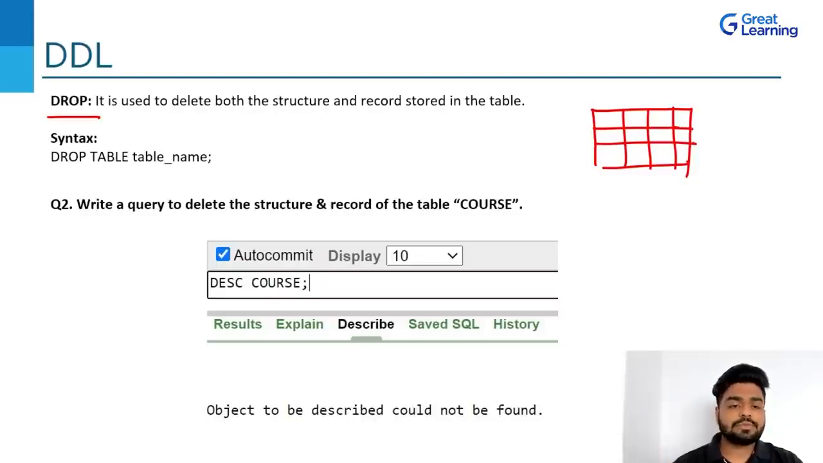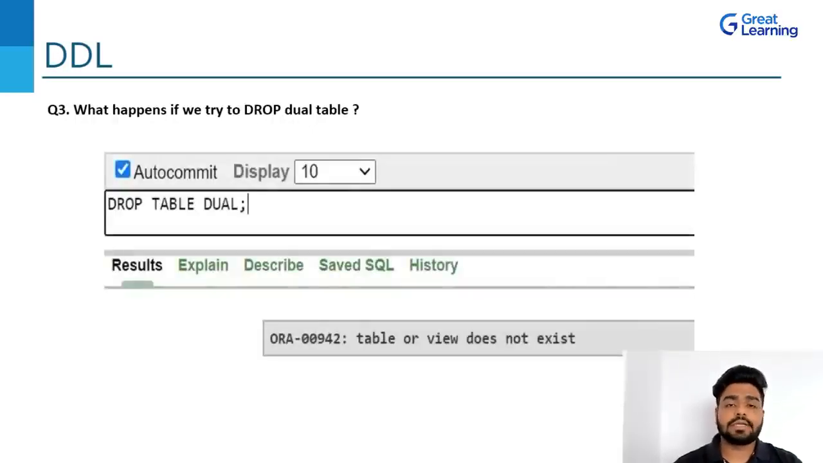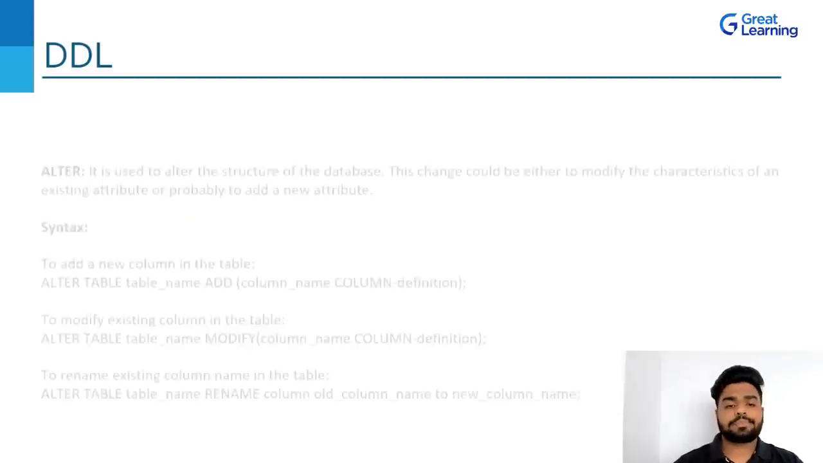Okay. Now let's move to the next one, which is what happens if you try to drop the dual table. This is one of the questions. Dual table is a default table, right? And if you want to drop it, then what will happen? If you try to drop the table dual, it says table or view does not exist. See, dual table is a default table which is provided by Oracle, right? Now, it is not a particular permanent table. It's just a table on which you can practice. So you can't drop the dual table.